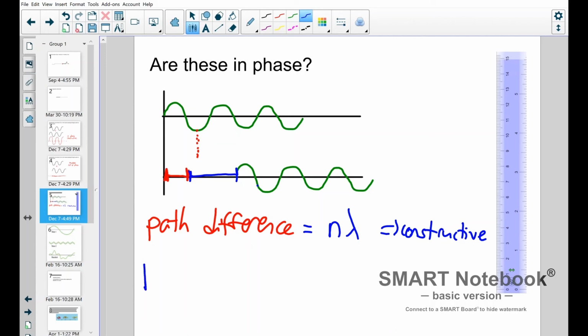So to have that condition of destructive, my path difference, I'm going to call it n plus a half wavelengths. N is still an integer, but I don't want integer wavelengths. I want off by 0.5.